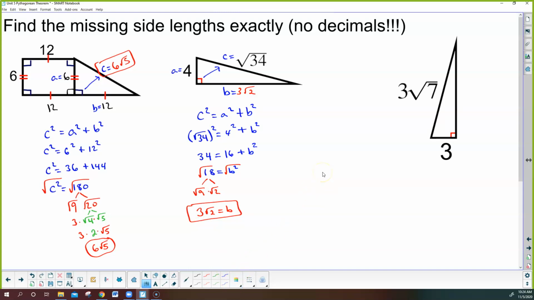Okay, so the very last one on this concept is set up the same way, but what happens if I have a 3 and a square root of 7? So I've got both the number and the radical. Now notice that is the longest side. It's across from the square root. And then it doesn't matter which one I call A or B, but I've got to find the length of B.